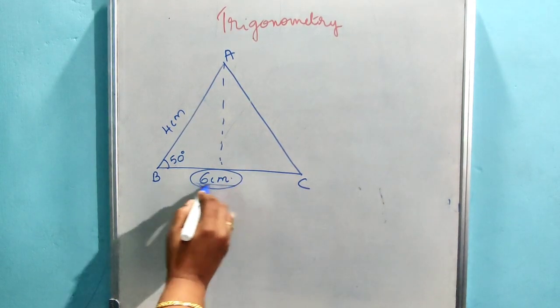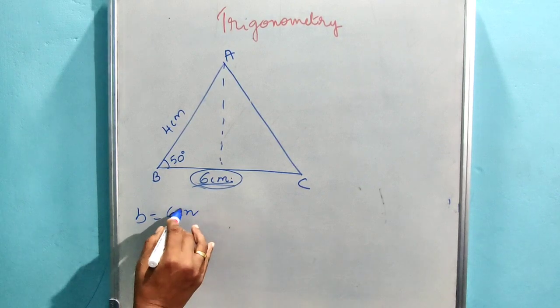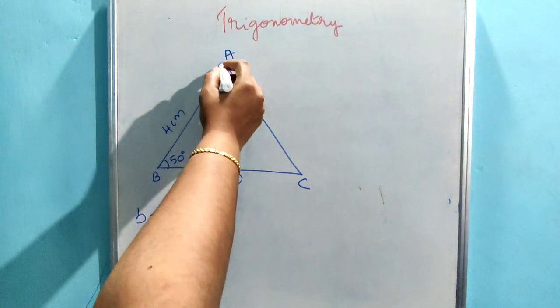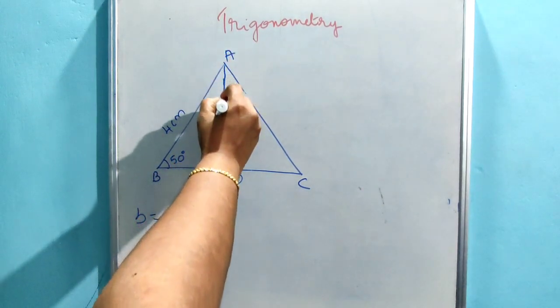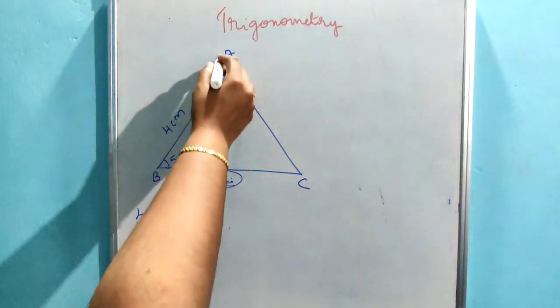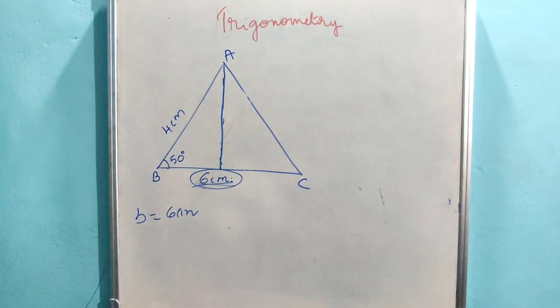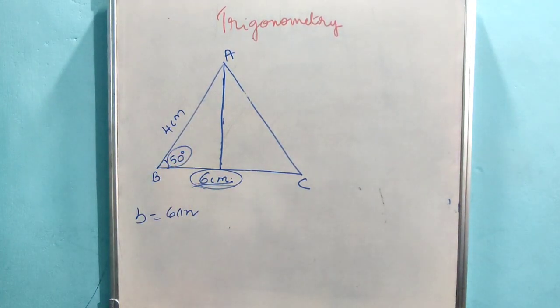Here we have the base. This is the base. Base is equal to 6 centimeter, right? Now we need to find out the height of the triangle, that is the perpendicular distance from the third vertex to the base. We need this length. So using the sine value, how do we find this? That is our question. See, here we have an angle 50 degree.